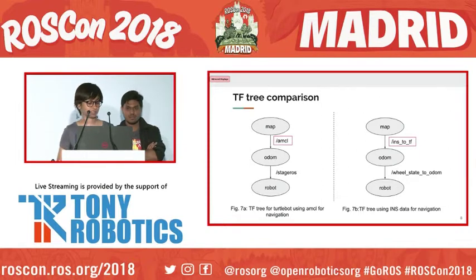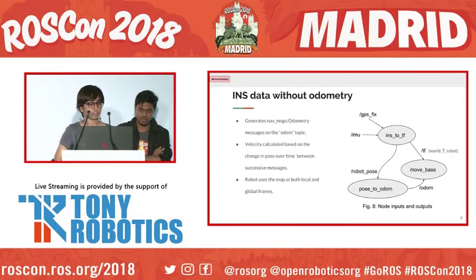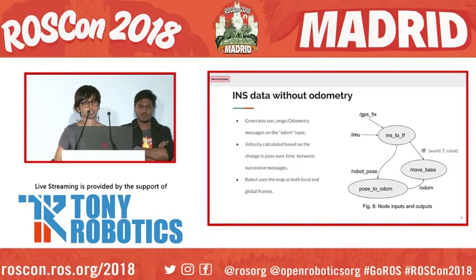We have a TF tree comparison here that shows how AMCL is used with Turtlebot and then how the INS to TF node was used with our robot. It simply replaces that AMCL node and publishes transforms between map and odometry frames. Okay, if we have no odometry, the robot pose information is used to generate velocity information, which is fed via odom to MoveBase. This velocity is calculated based on change in pose over time, and we use the map frame as both local and global frames.